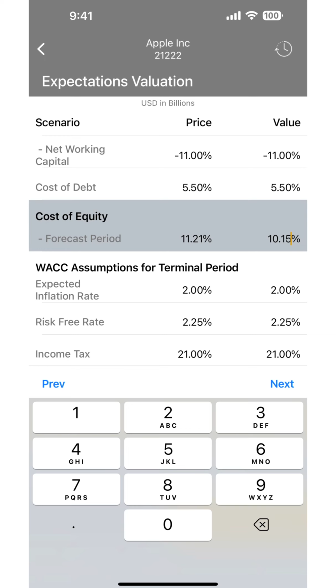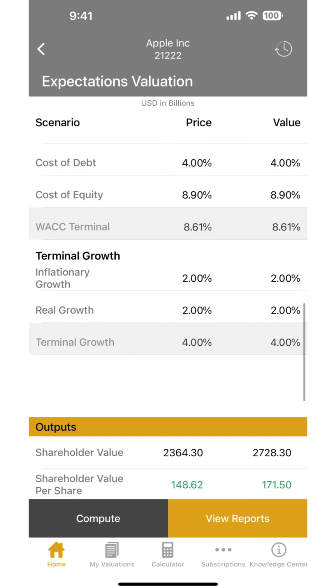Users can also use their own expectations of returns to arrive at a fair value and change it to understand the impact of cost of equity on the shareholder value. Now, when we click Compute, we have an approximate scenario in front of us that clearly shows the discrepancy between price and value of the stock.